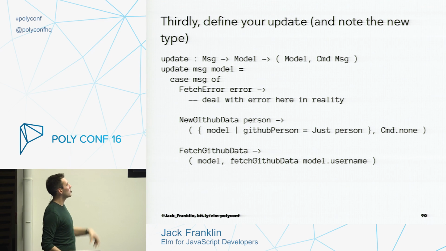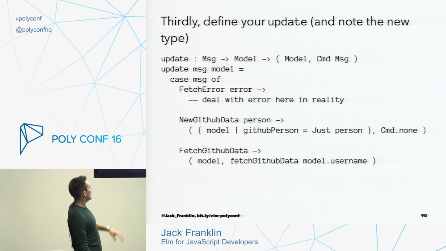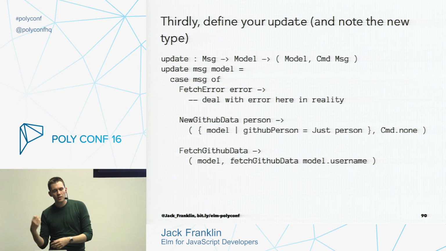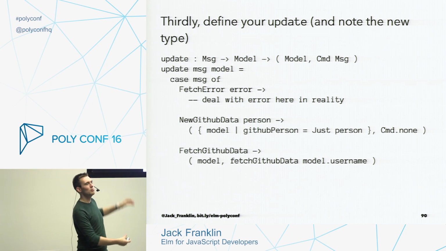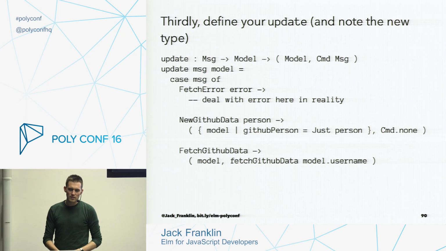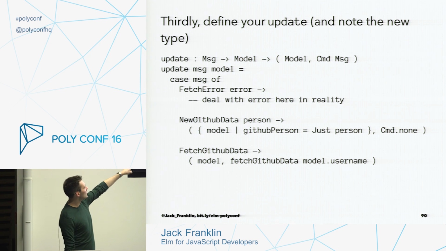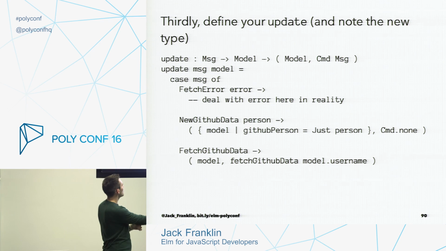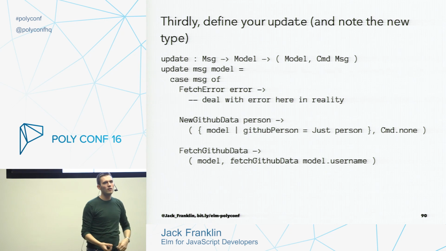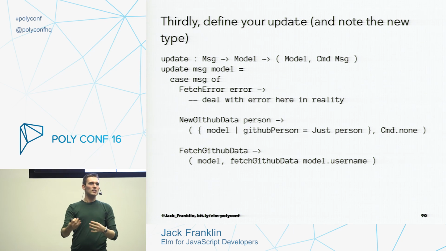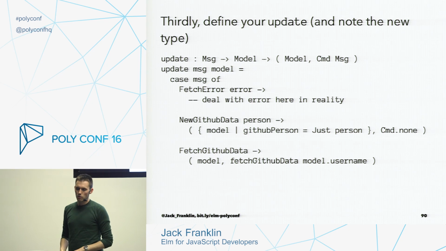Thirdly, we'll define the update function. Note this new type, so we're now returning a model and a command. I've ignored the code for dealing with errors. You obviously do have to do that. This wouldn't compile, but I've just left it to save space. In the case that we get fetch GitHub data, we'll return the model, and then we'll return this fetch GitHub data function. That will return us a command that will be given to Elm that will go off in the background and make the request.